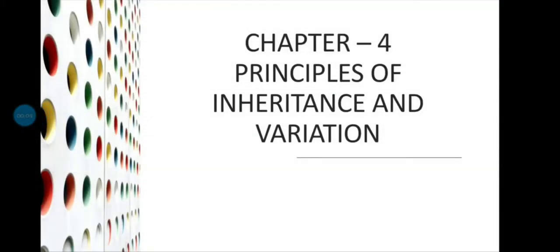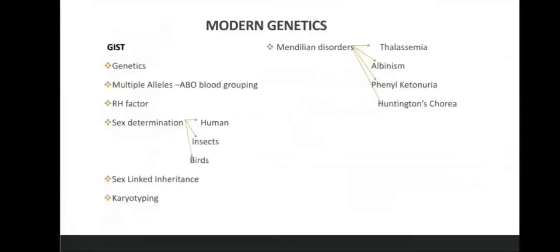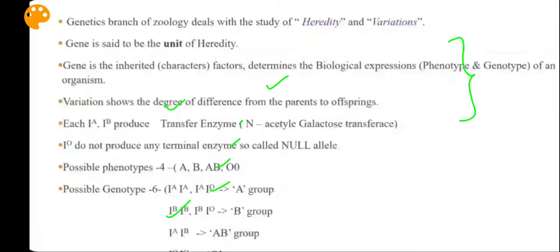Today let us learn about chapter 4, Principles of Inheritance and Variation in 12th standard Bio-zoology. In this chapter we will discuss genetics, multiple alleles, for example ABO blood grouping, RH factor, sex determination in humans, insects and birds, sex-linked inheritance, karyotyping, and finally Mendelian disorders. Examples: thalassemia, albinism, phenylketonuria, Huntington chorea.